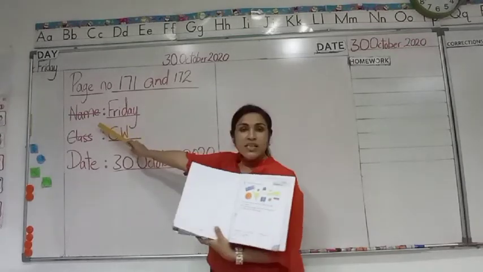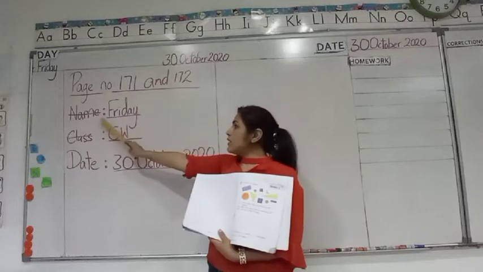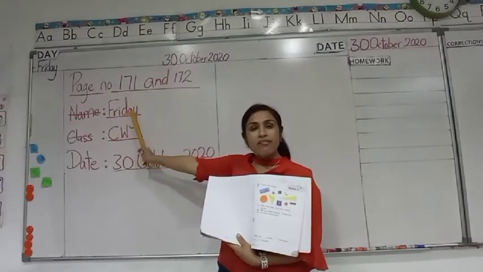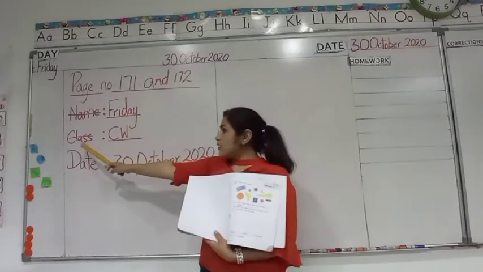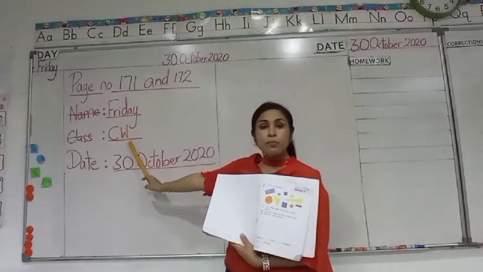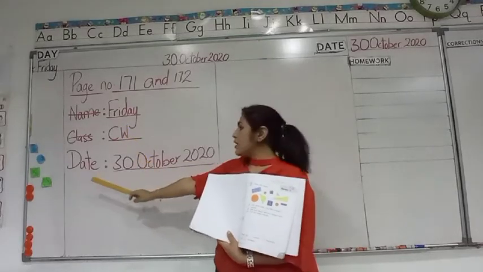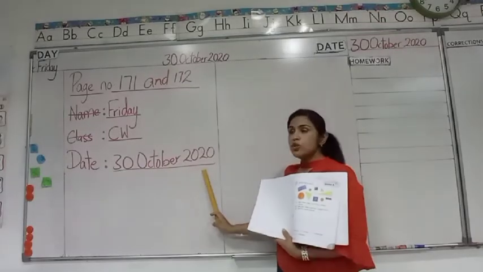Okay, as you can see here, I have already written for you. Strike the word name, write down Friday. Make sure your F is capital. Alright, now Friday, strike the word class, write down CW. CW should be capital. Good. Then today's date, 30th October 2020.